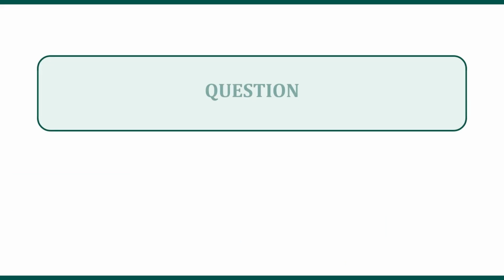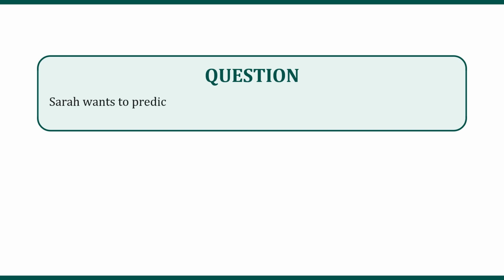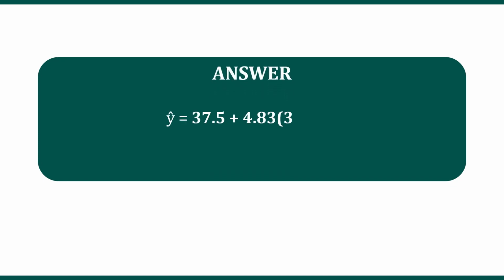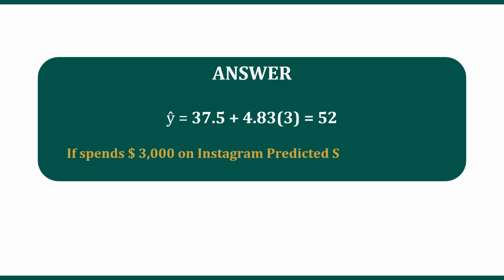Quick question for you. Sarah wants to predict sales. If she spends $3,000 on Instagram, what's the predicted sales amount? Pause the video for 5 seconds and work it out. Here's the answer. Y hat equals 37.5 plus 4.83 times 3 equals 52. If Sarah spends $3,000 on Instagram, her predicted sales are $52,000.